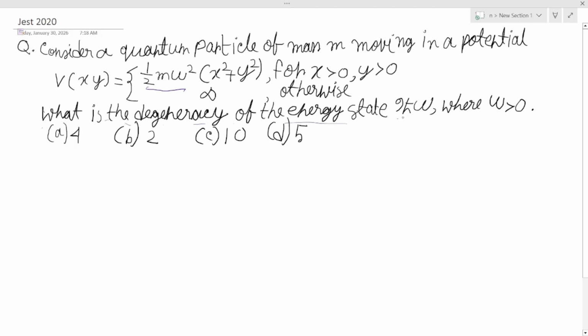The energy state is 9 h cross omega, where omega is greater than 0. So I have to find the degeneracy. The options are 4, 2, 10, and 5.